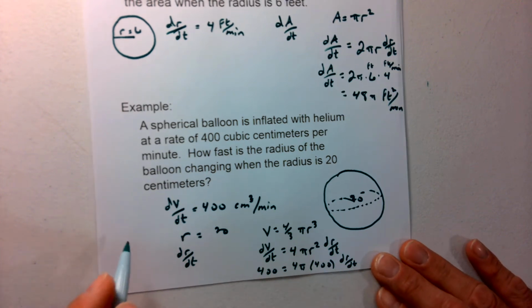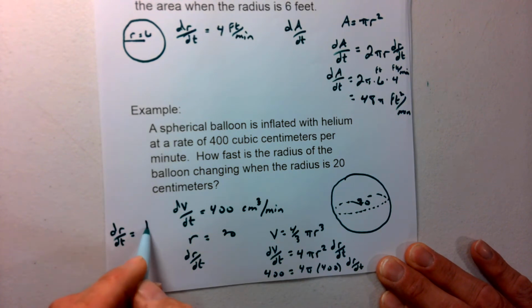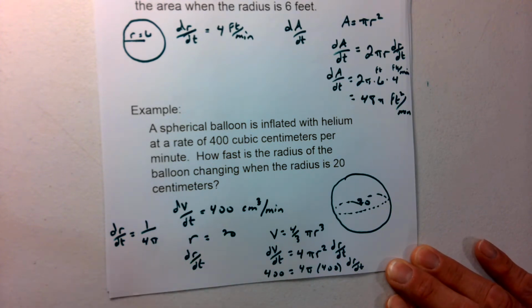So dr/dt, I ran out of room, I'm going to put it over here. dr/dt is going to equal 1 over 4 pi. Now what are our units going to be? Well, if we have cubic centimeters per minute as our volume, so centimeters cubed per minute, and we're going to go ahead and divide it by r squared.